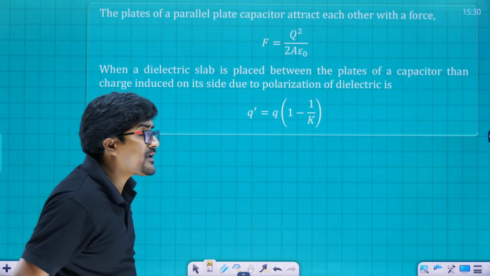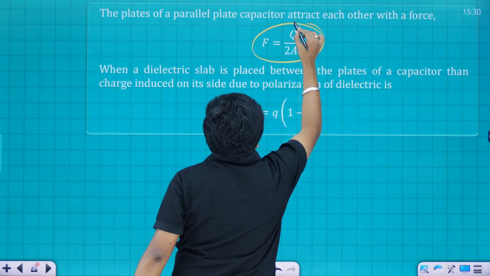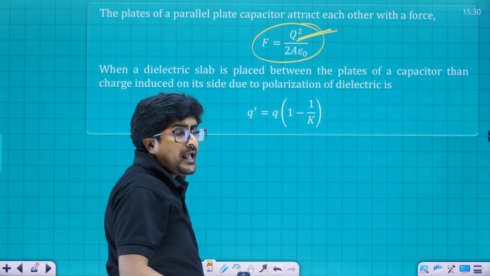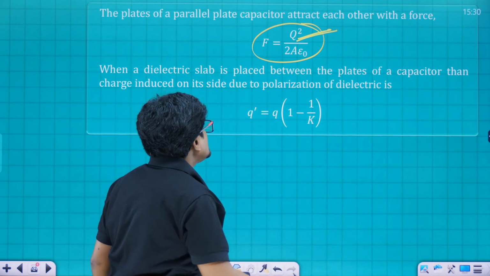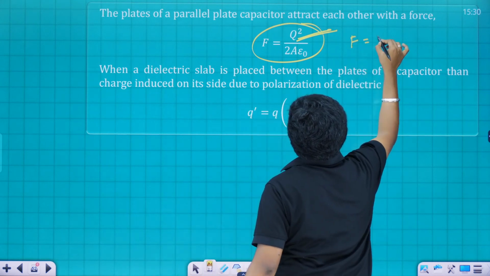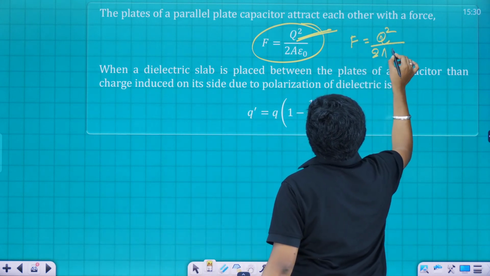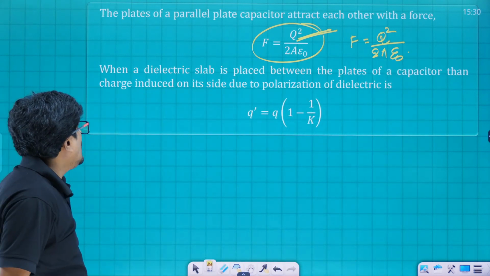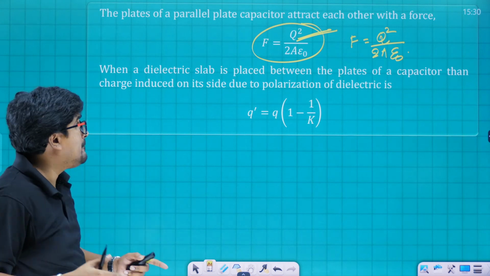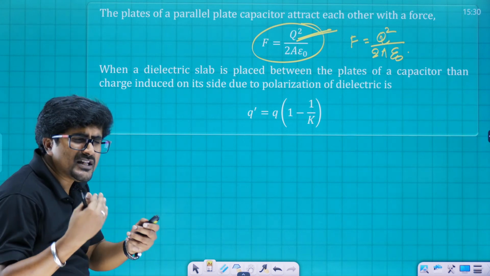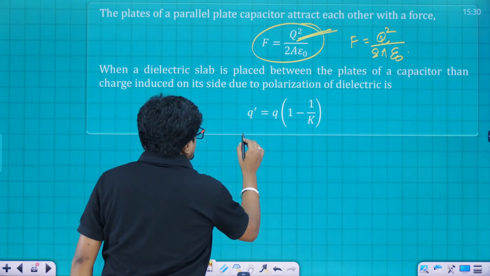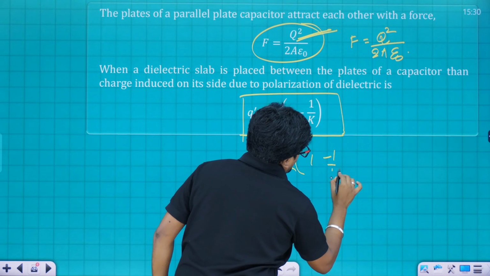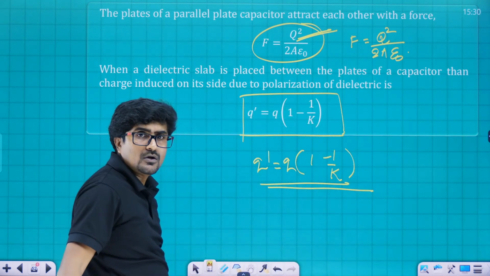What about the force of attraction between the plates of a parallel plate capacitor which is charged to a value of capital Q, area of the plate is capital A, and the medium of separation is air. In that case the force experienced is F equals Q square divided by 2 times A into epsilon naught. Now next, what if a dielectric slab is placed between the capacitor plates, what will be the charge induced? In that case the induced charge is Q dash equals Q into 1 minus 1 by K. That will be the induced charge on the surface.